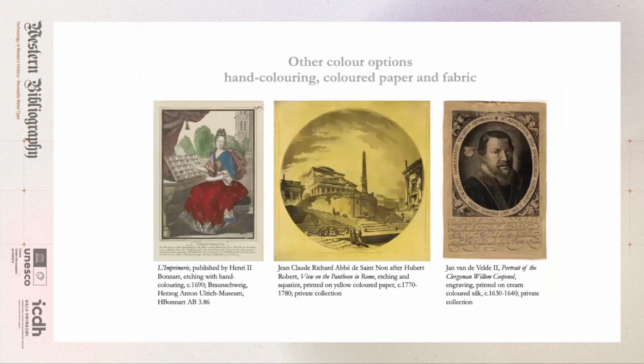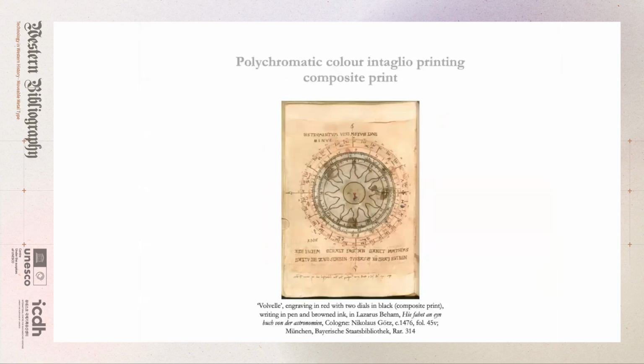Instead of printing with a color ink, impressions could be hand-colored, and plates could be printed on colored paper or fabric. Various manners of polychromatic intaglio color printing have been developed. The earliest example is this so-called volvel, a paper instrument with rotating dials used in astronomy. It shows how 3 impressions, the base plate in red and the 2 dials in black, were stitched together to create a composite print in 2 colors.